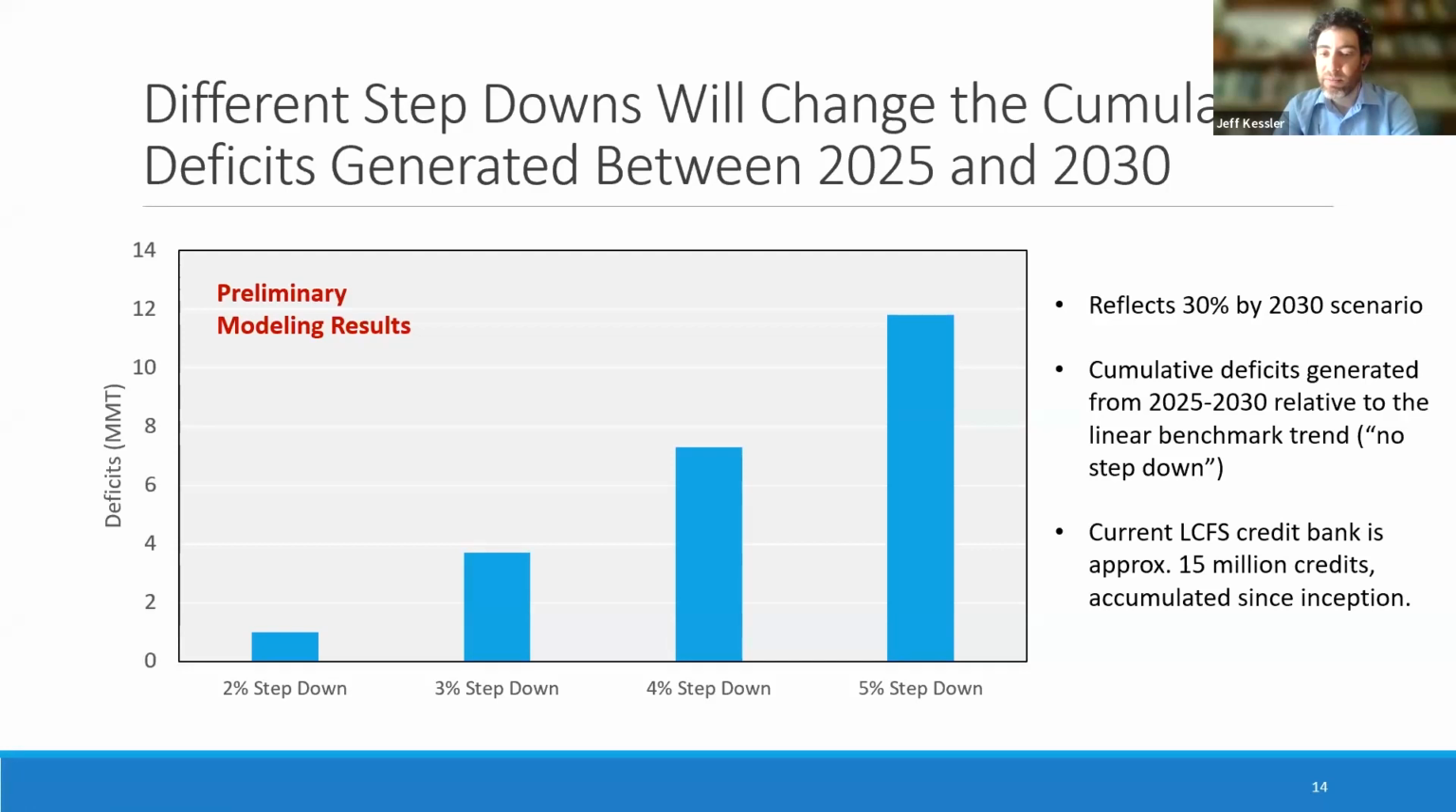In addition to needing more credits to cover larger step-downs, a larger step-down also may make it more difficult for low carbon fuels to generate credits. This means that for larger step-down percents, California will need larger volumes of low carbon fuels or technologies to satisfy the same number of deficits.